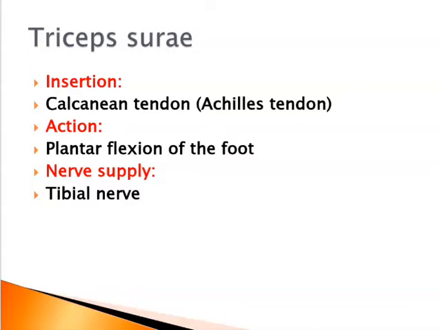Coming to insertion, they are inserted together by a common tendon that is called calcanean tendon, also called Achilles tendon. Coming to action, the action of triceps surae, that is all the 3 muscles, is plantar flexion of the foot, and the nerve supply is by tibial nerve.